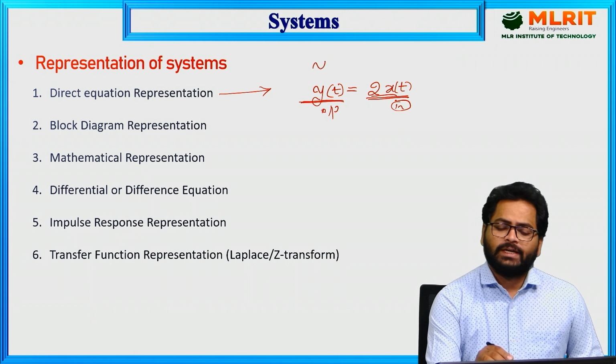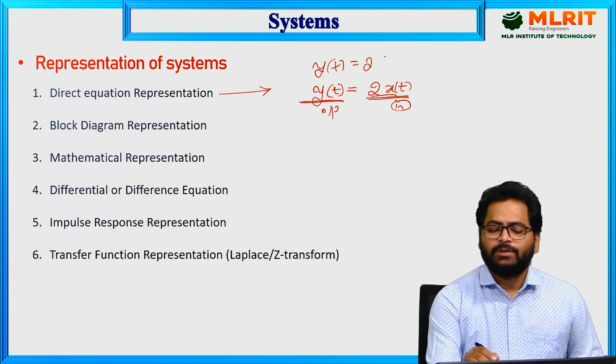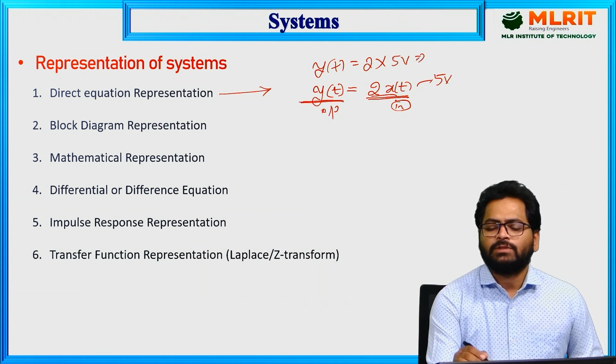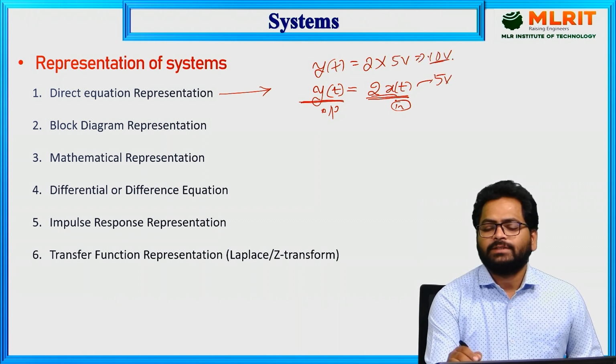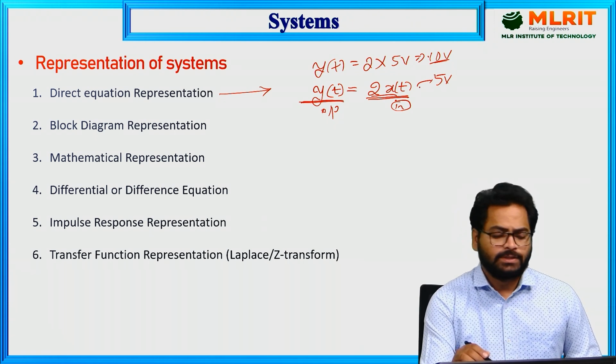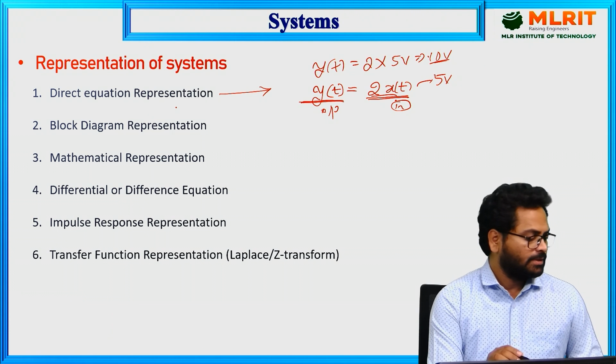If you want to get the y of t output, you just multiply 2 times whatever input you are giving. Let us take x of t equal to 5 volts. Then we multiply by 2, which gives 10 volts of signal. This is because it is directly related. There are no additional operations required for this direct equation representation.